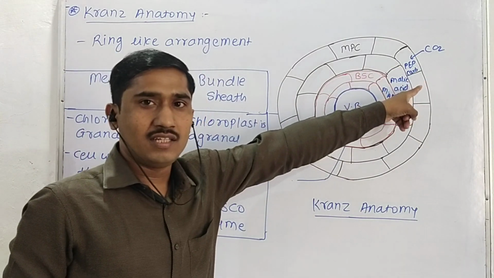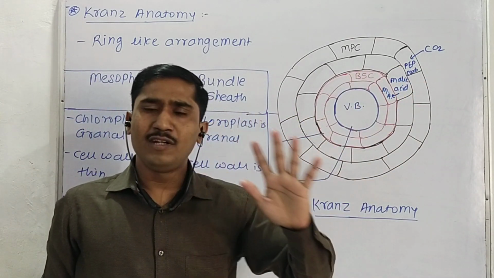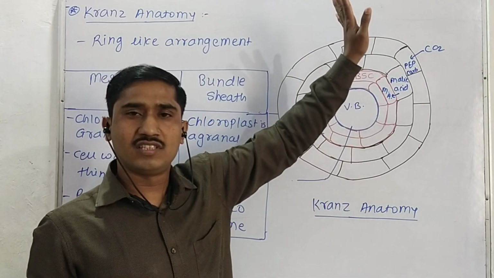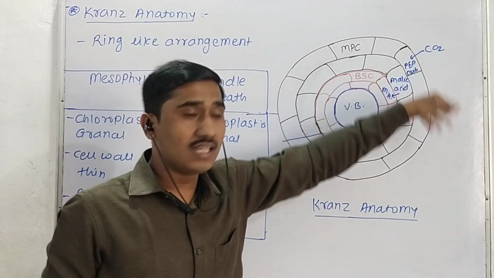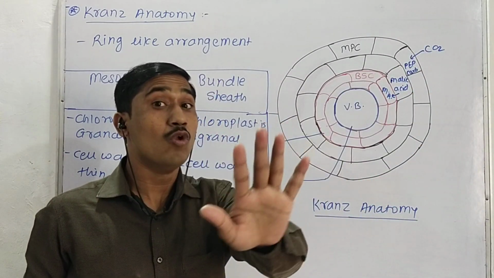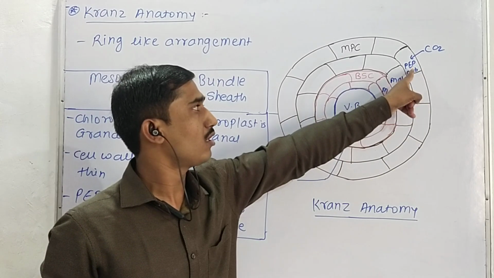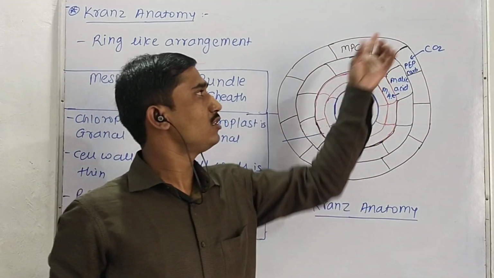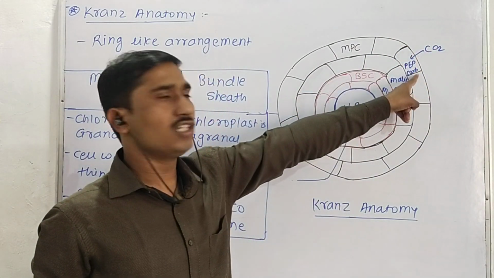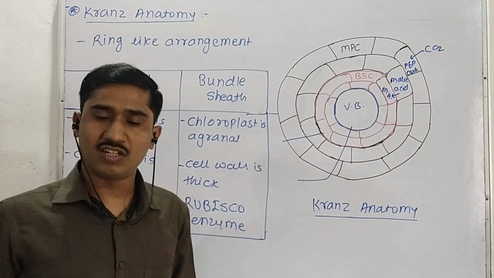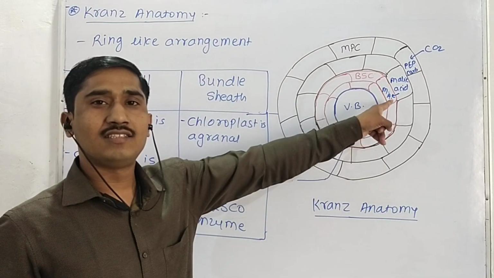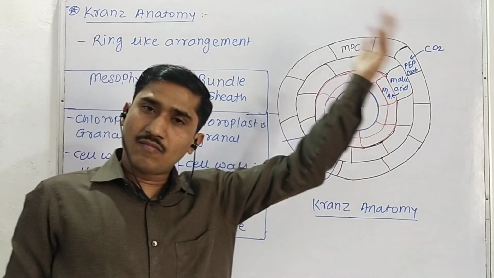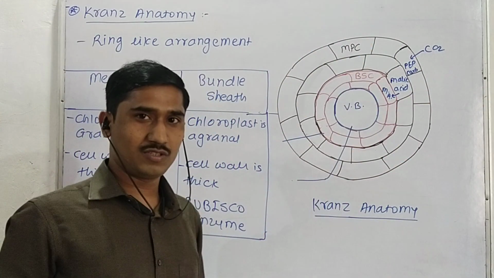PEP carboxylase does not have any affinity towards oxygen. So if there is an increase in O2 concentration in the environment and a decrease in CO2 concentration, there will be no effect on C4 plants or on this PEP carboxylase, because PEP carboxylase only reacts with CO2, fixes it and converts it into malic acid. Then this malic acid enters the bundle sheath cell, and there is a further breakdown of malic acid into glucose.